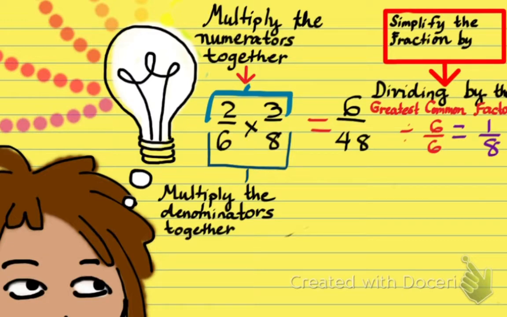Note that some fractions can be reduced, so we can simplify the fractions to their lowest terms. Simplify the fraction by dividing by the greatest common factor. So for 6 and 48, the greatest common factor is 6. So 6 divided by 6 equals 1, and 48 divided by 6 equals 8. So the reduced fraction is 1/8.